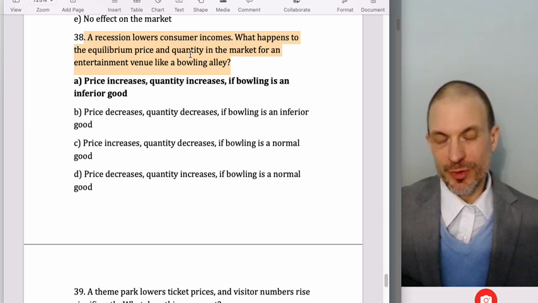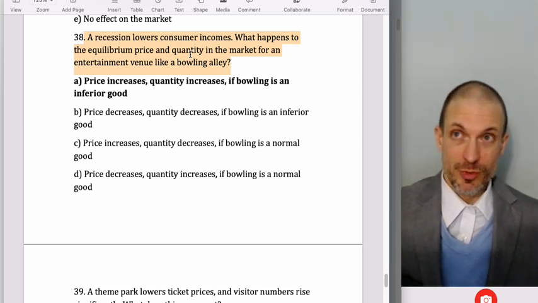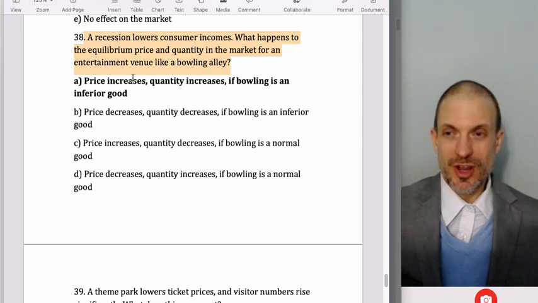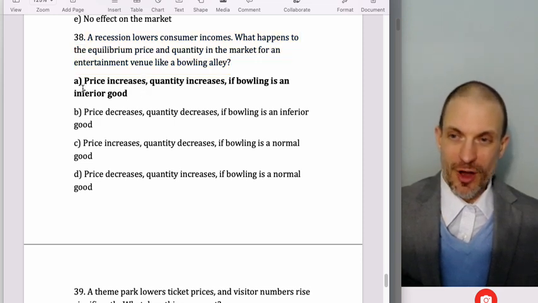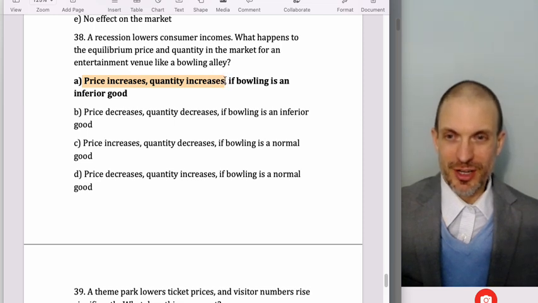If it's a normal good, we'll get a decrease in demand. If it's an inferior good, we'll get an increase in demand. So we're looking for a situation where price and quantity both move the same direction and where it matches the designation of normal or inferior. So if incomes fall and demand shifts to the right, price will increase, quantity will increase because bowling's an inferior good.